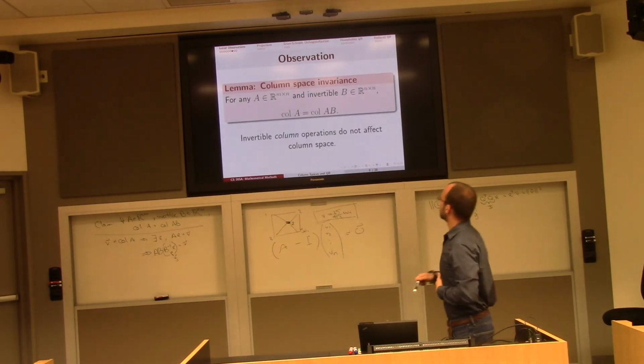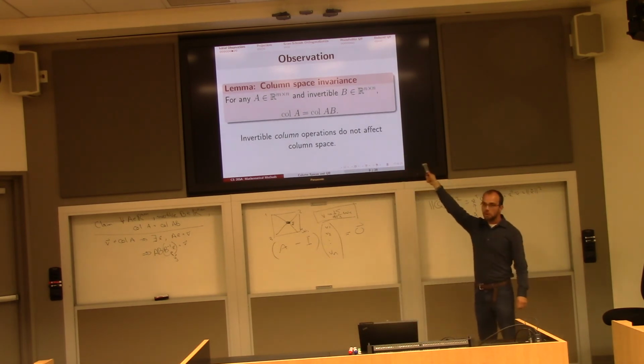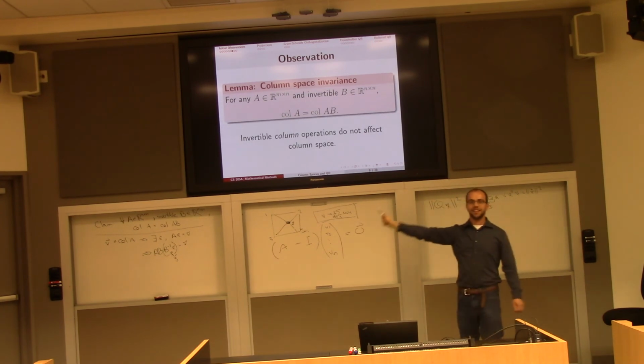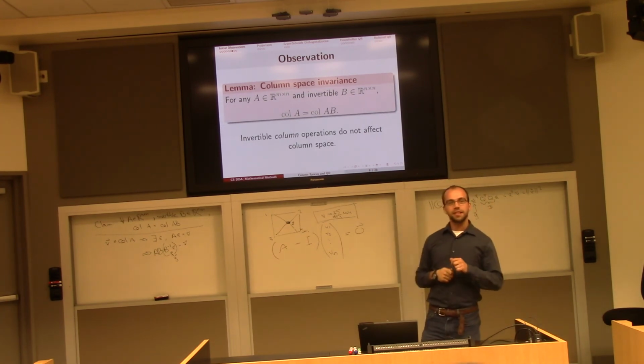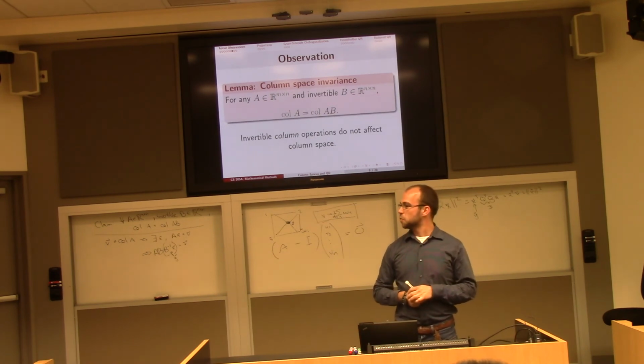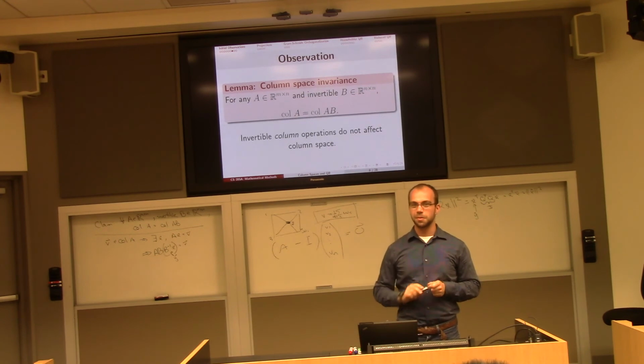Right. So in other words, if you do invertible column operations, remember that when you post multiply, you are doing column operations on this matrix A. They don't affect the column space. So if we're trying to solve this least squares problem where we project a vector onto the column space of A, we can do whatever we want on the right-hand side of A without messing with our problem.